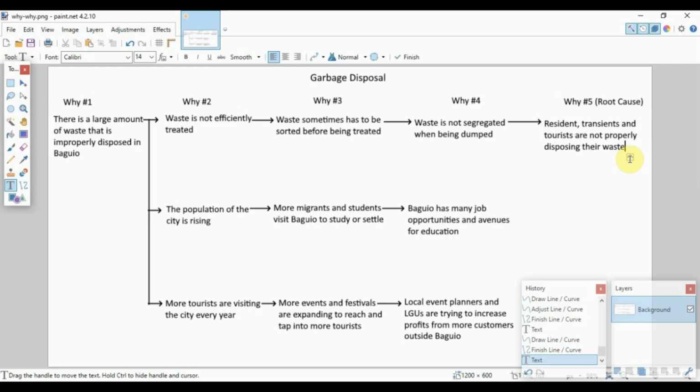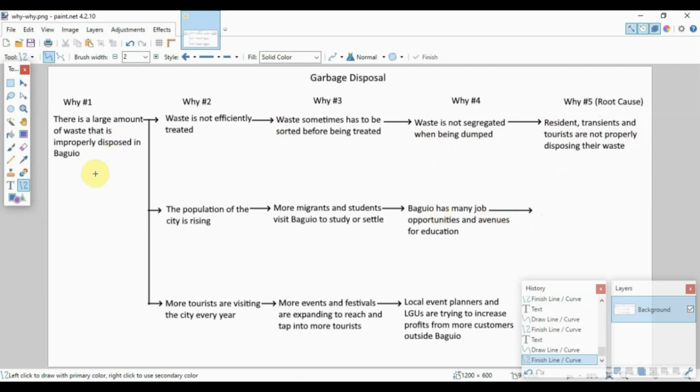They're just dumping everything. So that could be the reason why, when it's collected in the dumping site or the dumping areas, the personnel who have to handle the waste are having to sort them themselves because they are not being segregated at the source. So that is our first root cause. What about our second root cause?